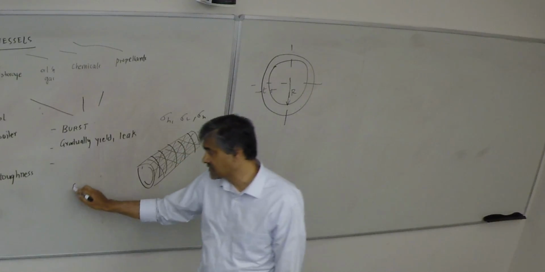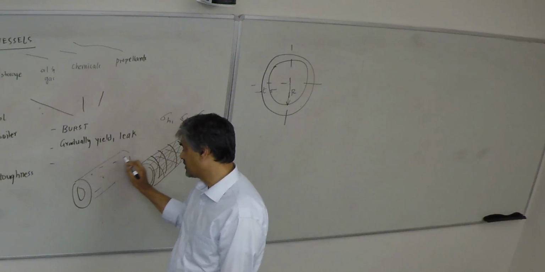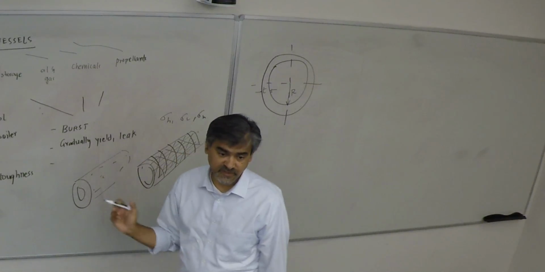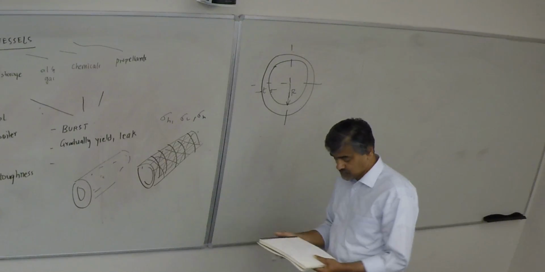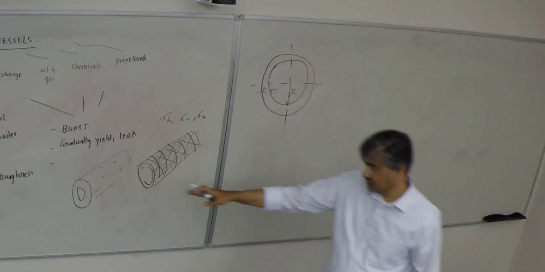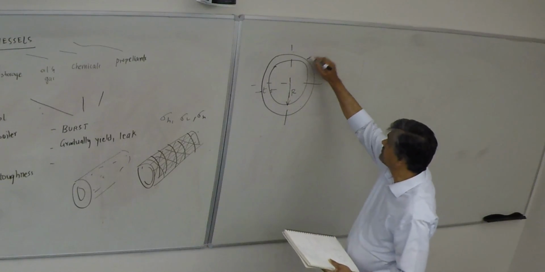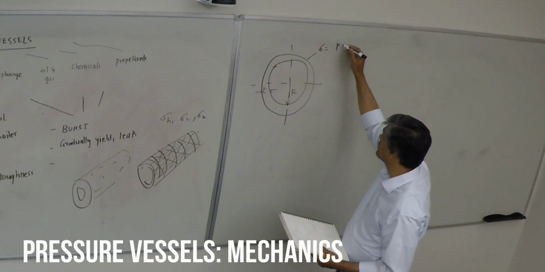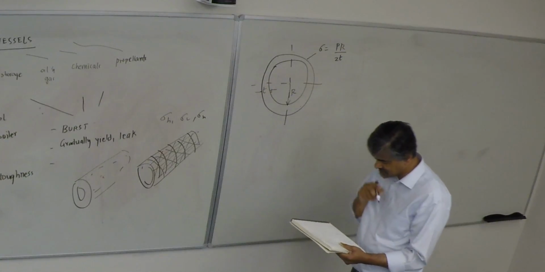When you're looking at just steel, most of the equations you're looking at assume the material is homogeneous throughout the structure. So in this particular case, I'm just assuming the latter, meaning it is isotropic. So here, this stress is given by PR over 2T in terms of the wall thickness.